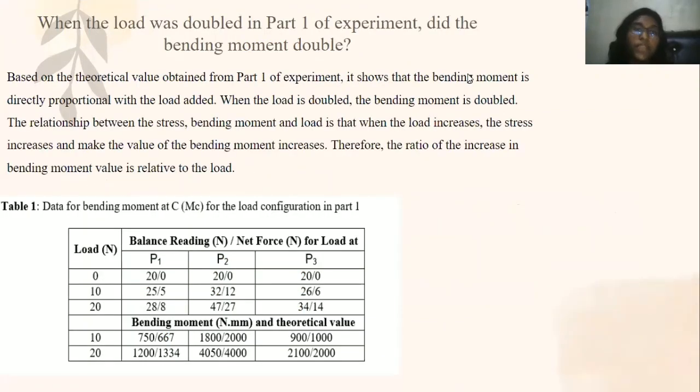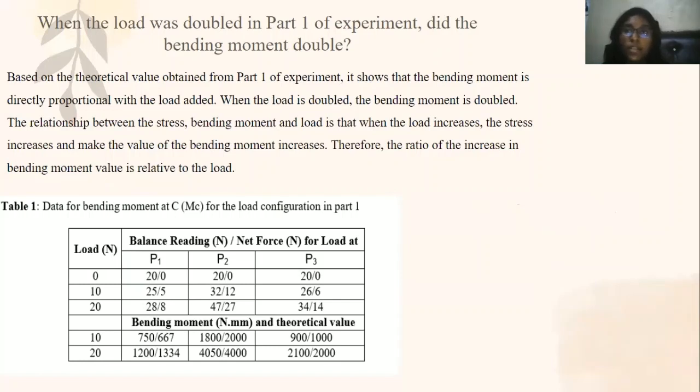Based on the theoretical value obtained from part 1 of the experiment, it shows that the bending moment is directly proportional to the load added. When the load is double, the bending moment is double. The relationship between the stress, bending moment, and load is that when the load increases, the stress increases and makes the value of the bending moment increase. Therefore, the ratio of the increase in bending moment value is relative to the load.